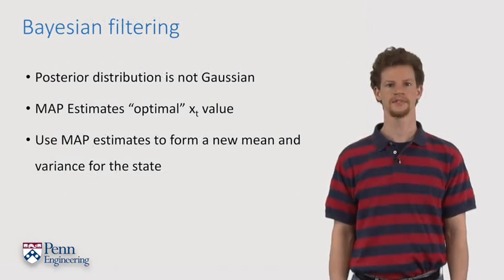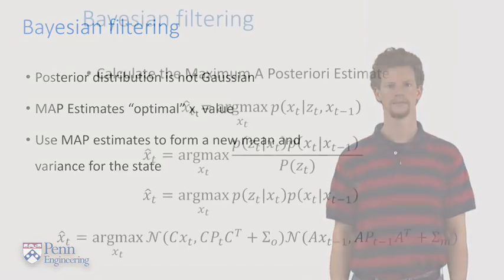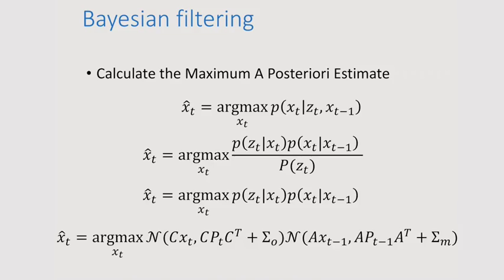The maximum-a-posterior estimation technique can provide an optimal best estimate of the distribution. This estimate will provide a basis for the new mean of our Gaussian distribution representing our state x of t. The MAP estimate is formed as an optimization problem over all values in the posterior distribution. We drop the probabilities that are independent of the state, such as the distribution of all measurements, z of t, unconditioned on the state x of t.